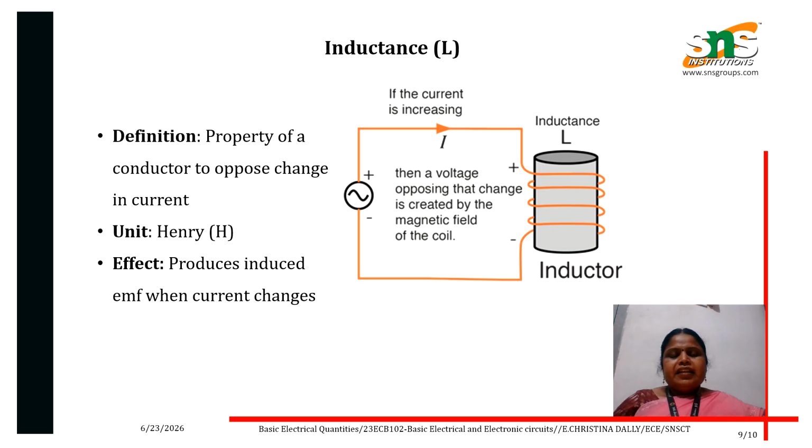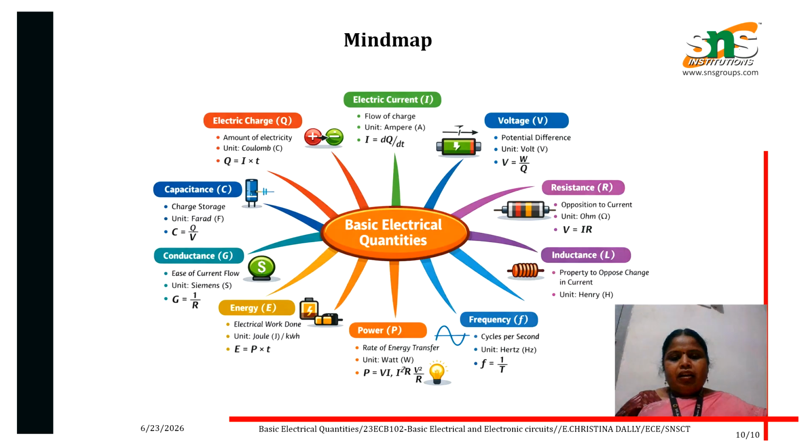And next, inductance. We know what inductance means: it is a property of the conductor to oppose the change in current. The unit of inductance is Henry. The effect produced is that it produces induced EMF when the current changes. Suppose the current is increasing, what happens to the voltage? It opposes the change that is created by the magnetic field of the coil.